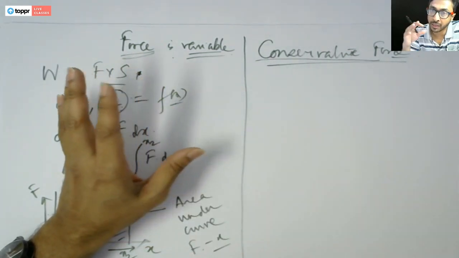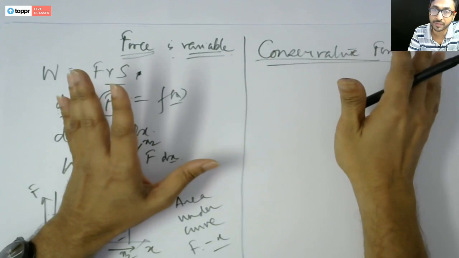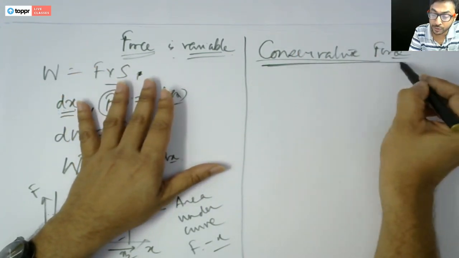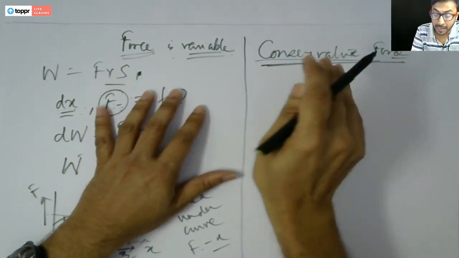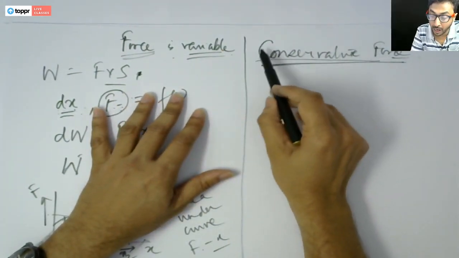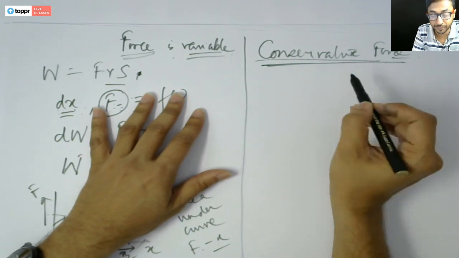Energy remains constant in both kinds of forces, conservative as well as non-conservative, but here there is no loss of energy. The work done is completely transferred to kinetic energy. We'll discuss it. Let us try to think what the work done is in conservative forces.